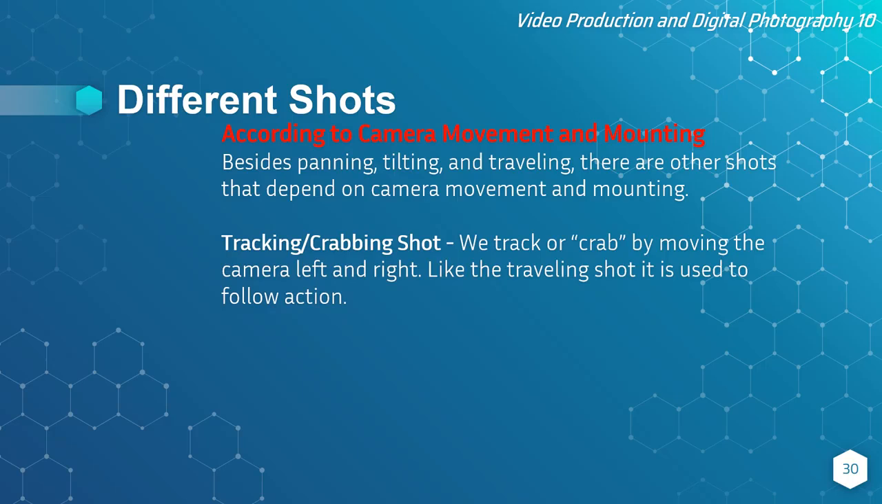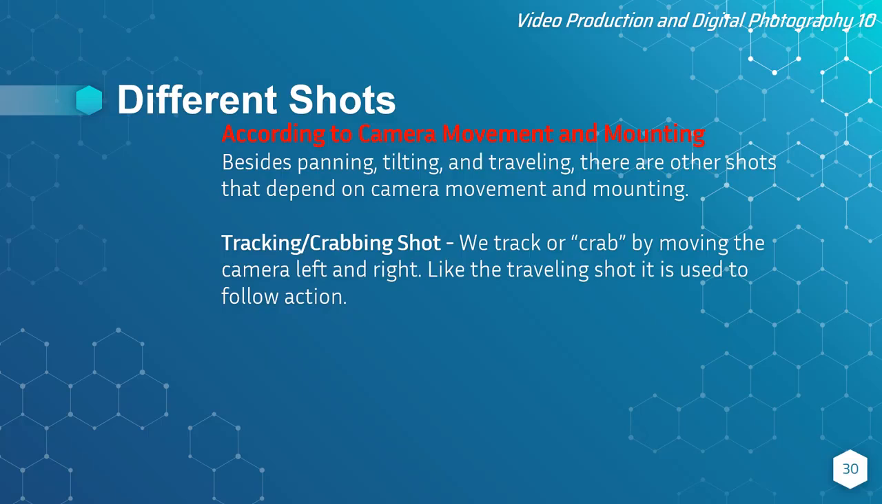So class, yung nauna is the different shots according to lens type. Ngayon naman is the different shots according to camera movement and mounting. Yung pagkaka-mount or yung pagkakalagay. Besides panning, tilting, and traveling, there are other shots that depend on camera movement and mounting. At una na nga dyan, we have the tracking or crabbing shot. So paano nangyayari to, sir?